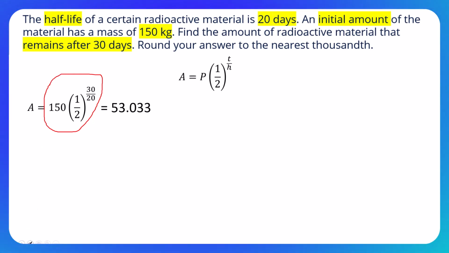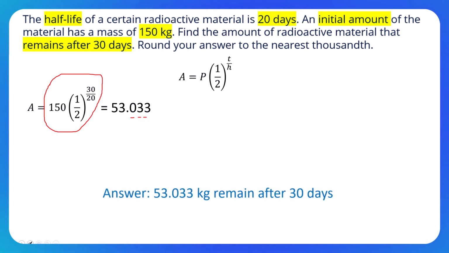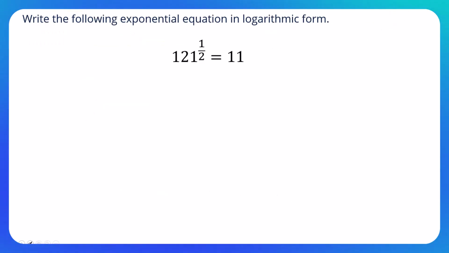Okay, you get 53.0333. This is the tenths place, hundredths place, thousandths place. So the answer is 53 and 33 thousandths kilograms remain after 30 days.